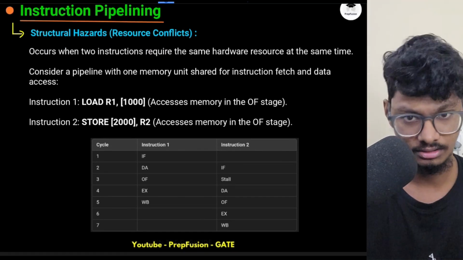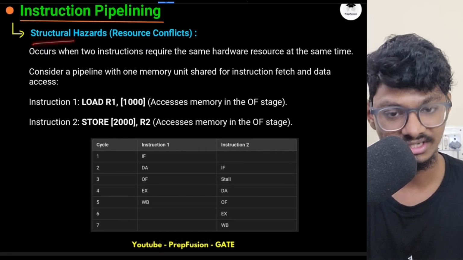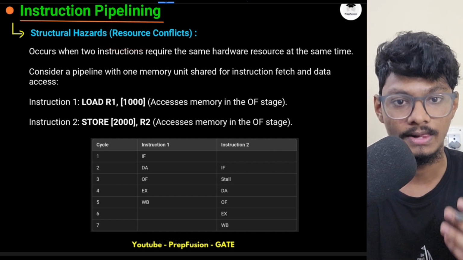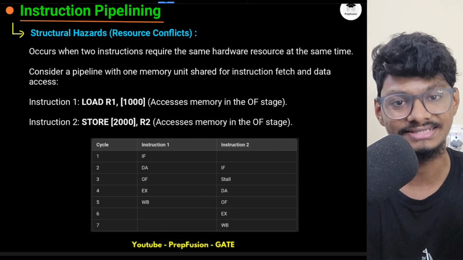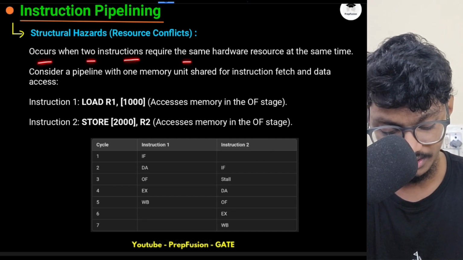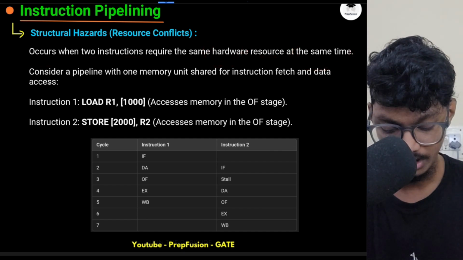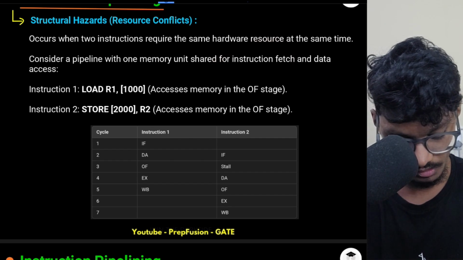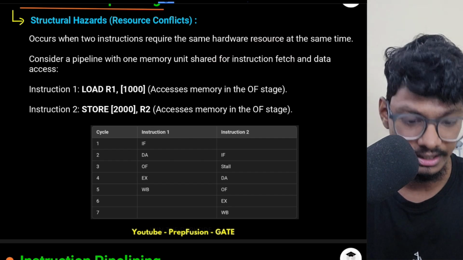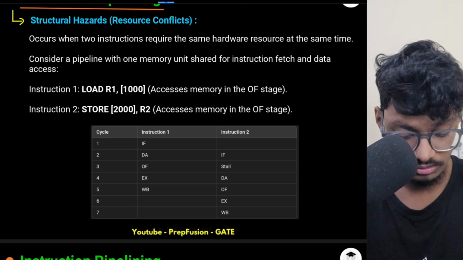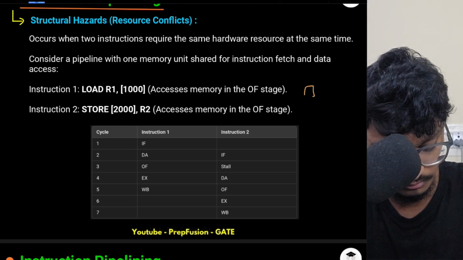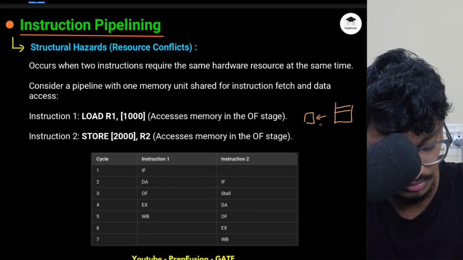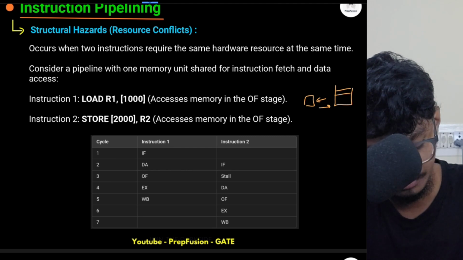So let's understand with a computer example. This structural hazard is also known as resource conflict, because two instructions in the same cycle are applying for the same resource. It occurs when two instructions require the same hardware resource at the same time. Consider a pipeline with one memory unit shared for register fetch and data access. So I have only a single memory unit, where data comes into the memory unit from any location, and then data goes out of this memory unit to any memory location.